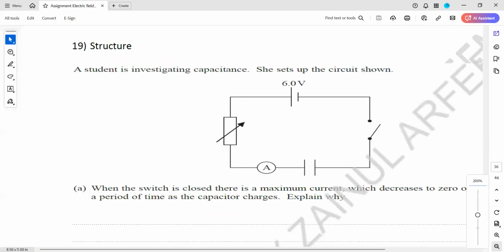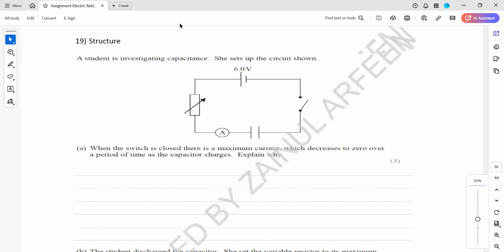In question 19, a student is investigating the capacitance. She sets up the circuit as shown. A 6-volt supply is there, a variable resistor is there, and a capacitor. Remember one thing: because there is a variable resistor, this total voltage of 6 is shared. What will happen initially? When we close the switch, the capacitor will have 0 volts and the resistor will have 6 volts. But as the capacitor stores the charge, the voltage across the variable resistor starts to decrease and the voltage across the capacitor starts to increase from 0 to a higher value. But it will not be like this when the capacitor is fully charged.